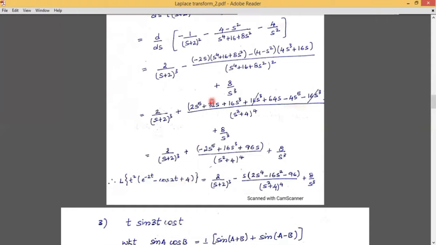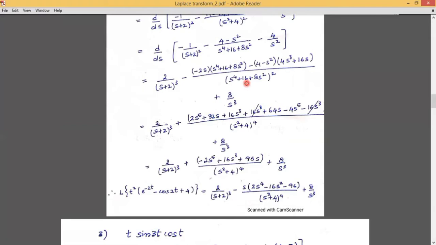Here also I have again used the quotient rule, and I have expanded the bracket just to simplify it. And this is a simplified form.